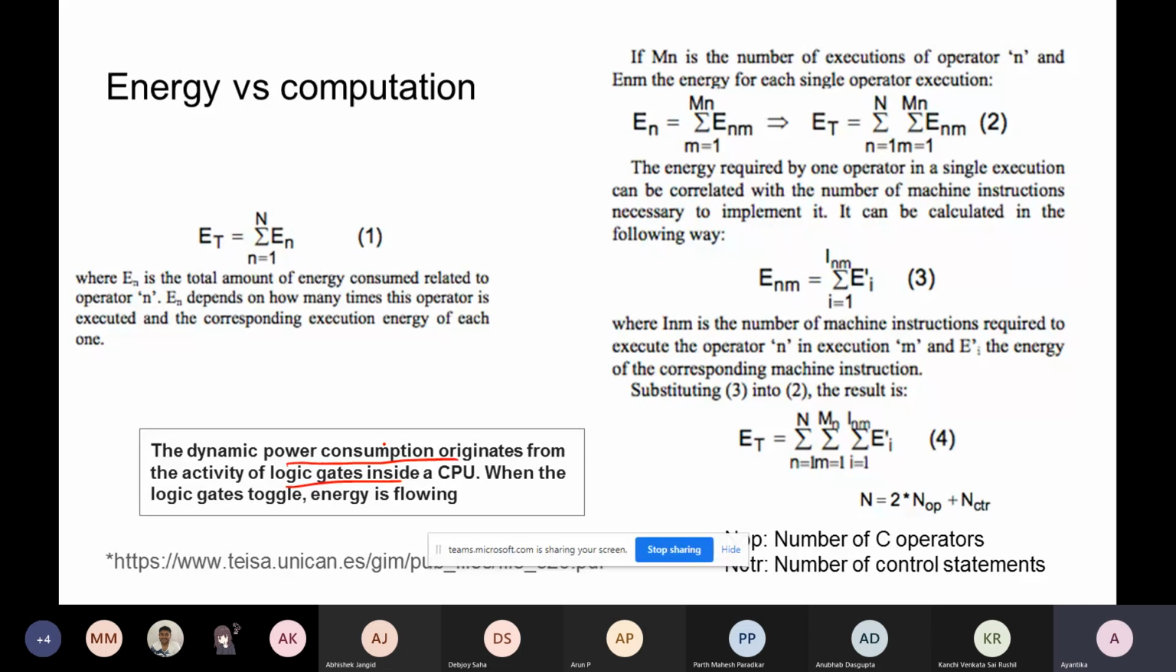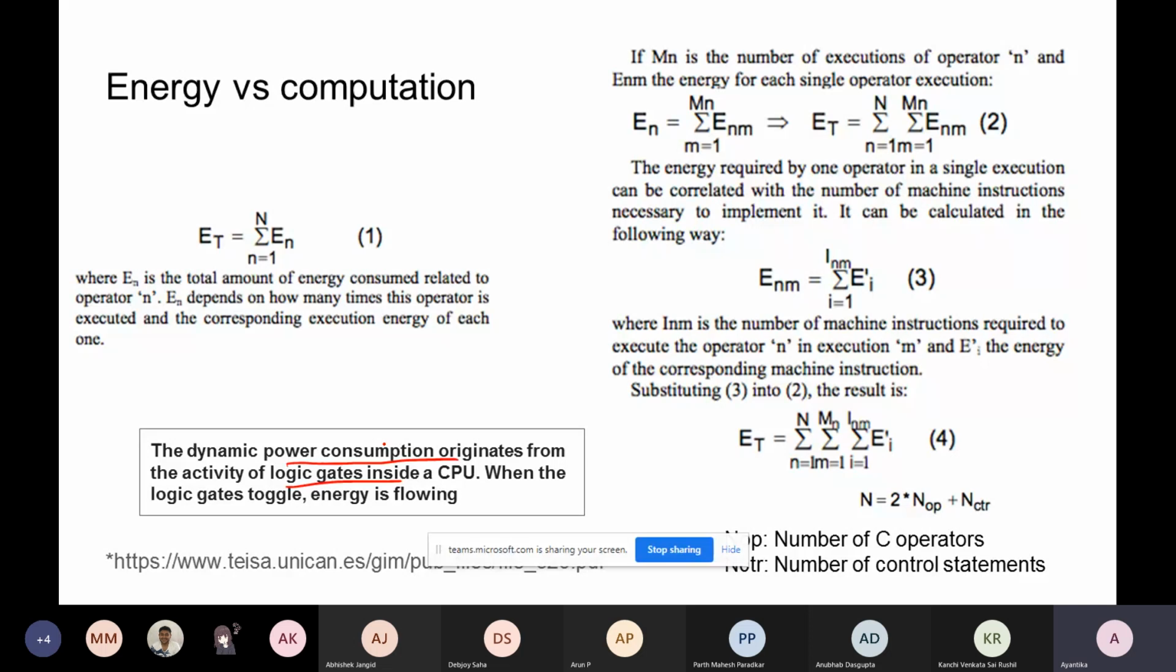So these logic gates get activated. Whenever you are doing any processing, how many logic gates are getting activated? Based on that, we say some applications are power hungry, and some applications can be deployed and executed in a low power scenario. So that is the concept.